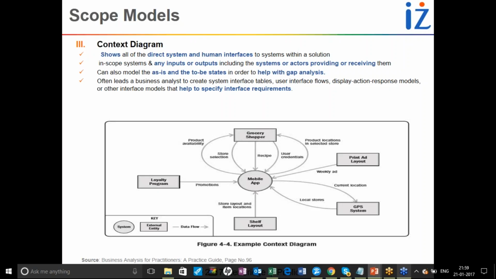It also helps to identify the interface requirements, because if the mobile app is interacting with the grocery shopper, there is a relationship between grocery shopper and mobile app, and you need to develop the interface for the same. These interface details can be further explained using a system interface table. This is only an example. So at a high level, you are exploring everything.